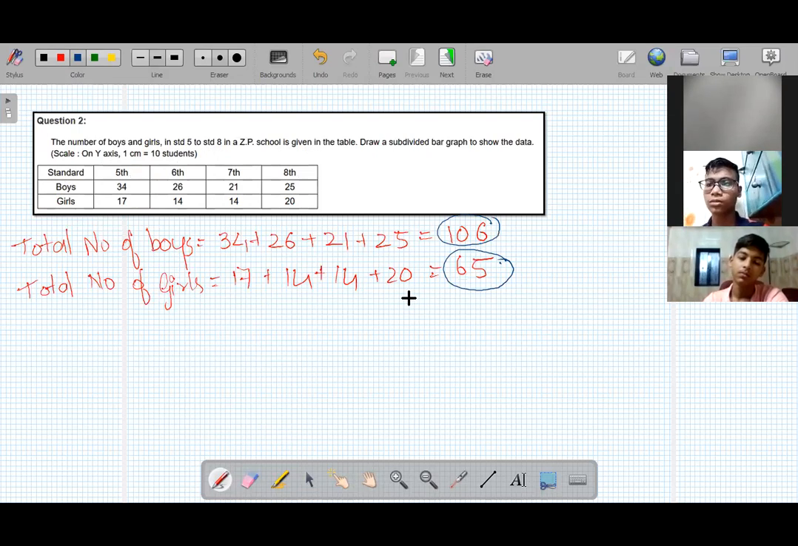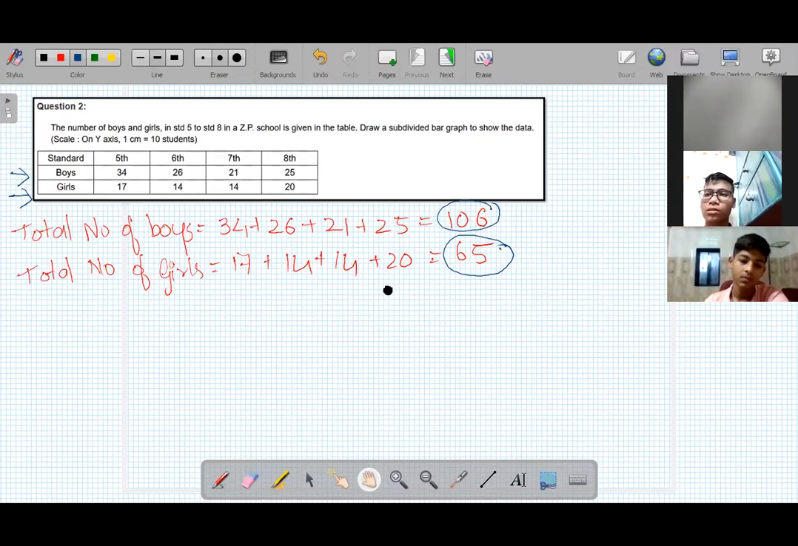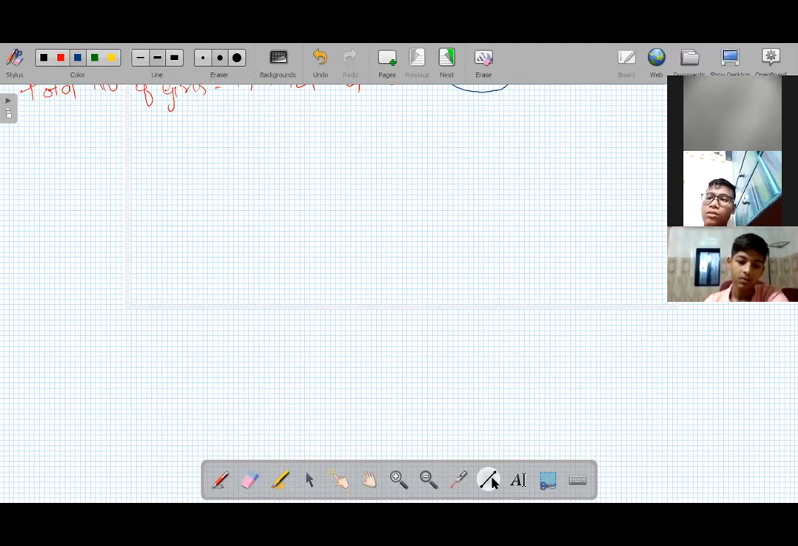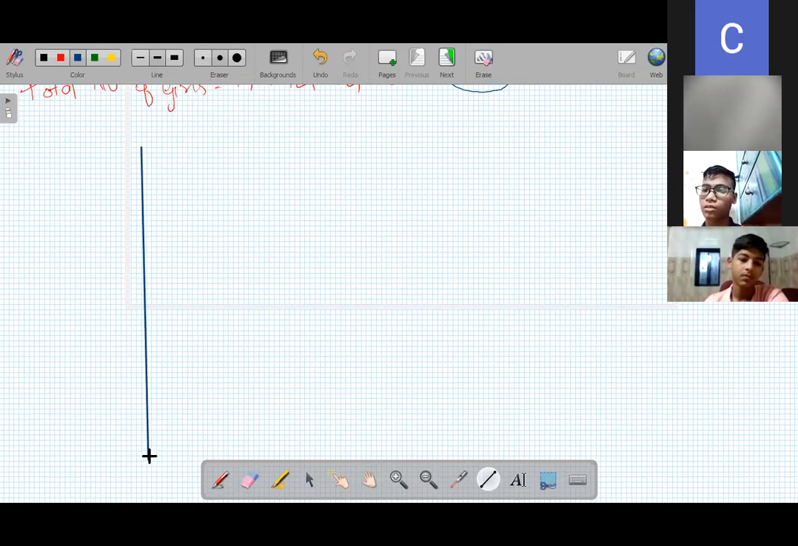Now we will draw the graph. We will have to draw two bars. One bar will be for boys and one bar will be for girls. Okay, so let us start drawing the bar. When you draw the bar, first you need the x-axis and the y-axis. So I'll draw the x-axis and y-axis first.